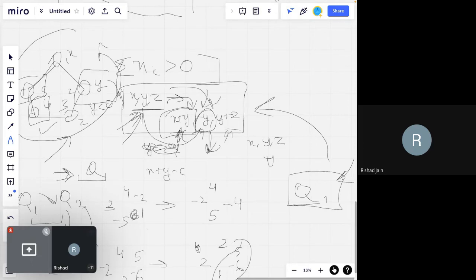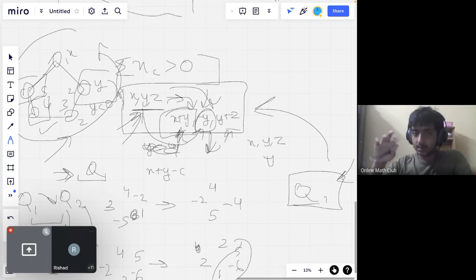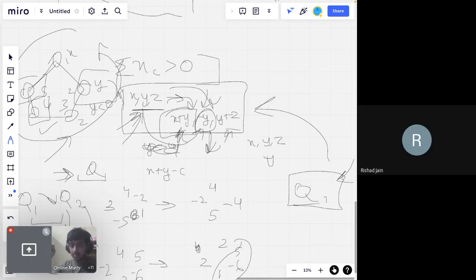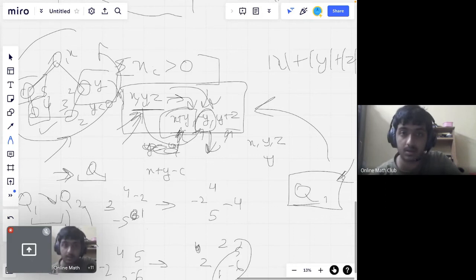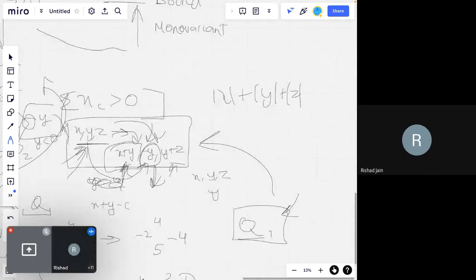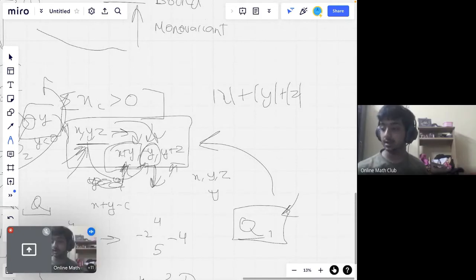Like the vertices, what are you doing? You're only considering the positive values, the numbers associated to them, and adding them. Yeah, I think only the absolute values of those things, like the magnitude. So you're doing x plus y plus z, this. Yes, and the other two vertices as well. Because then, okay, that's a very good idea.